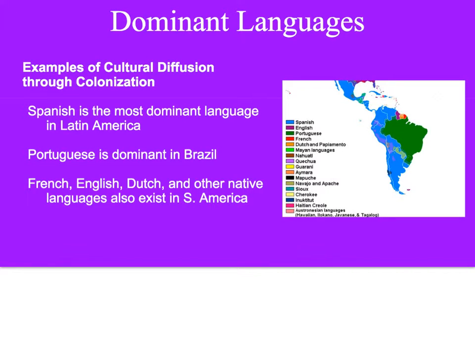Now Brazil's a little different because it was colonized by Portugal. So their dominant language is Portuguese. That's why if you look at the map where Brazil is, it's big and green and the rest of the region is mostly blue. The region also has areas that speak French, English, and Dutch, and then there's still some native languages floating around.